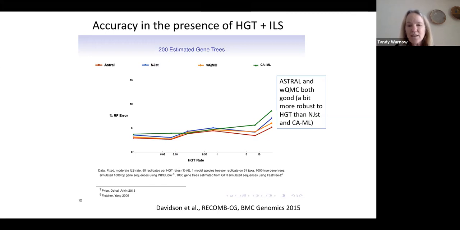And this is a paper, I think I'm still sharing. This is a figure that shows when you have ILS and HGT, and you make more and more HGT, at the extreme level of HGT, the method that's the best is ASTRAL. And the method that's the worst is concatenation using maximum likelihood. The second best method is Quartet MaxCut. So there's something about quartet-based encodings of gene trees. This is not the same as estimating quartet trees independently. It's encoding your gene trees as quartet trees. So that's this interesting connection among all of these models.